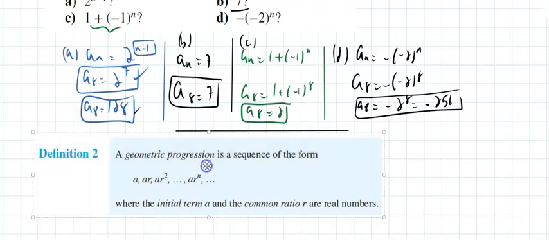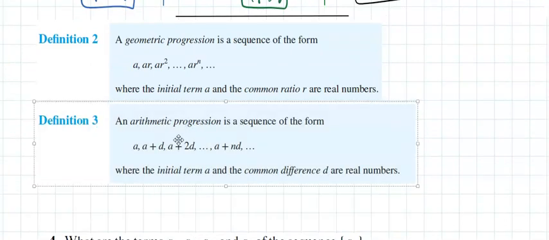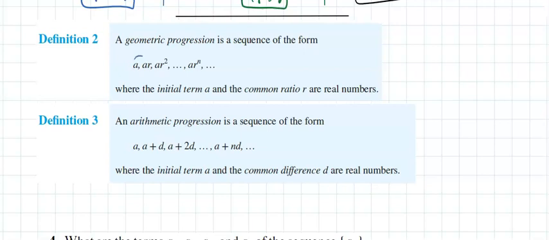Now, we talk about a geometric and arithmetic sequence. Those are the two most commonly used sequences. A geometric progression is a sequence of the form where you multiply by r every single time to get the next term. And the general term is the first term times r raised to the n minus 1, where r is the common ratio. R, you take any term divided by the previous term.